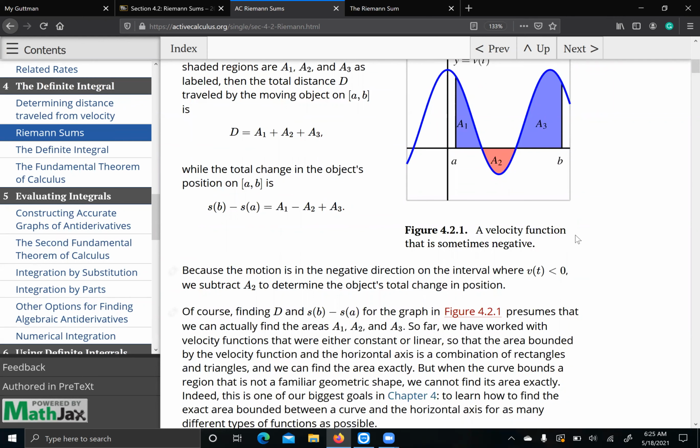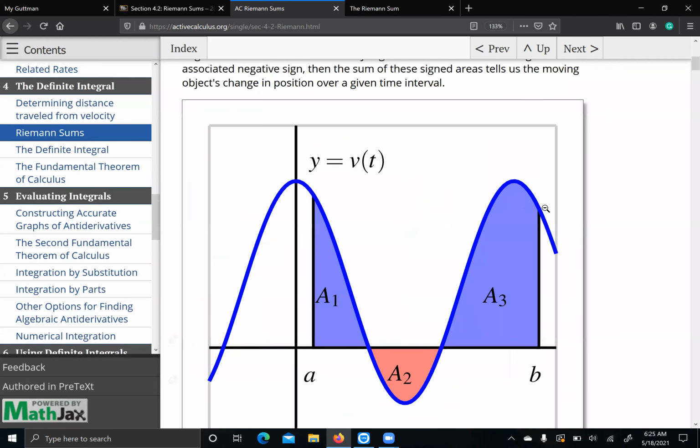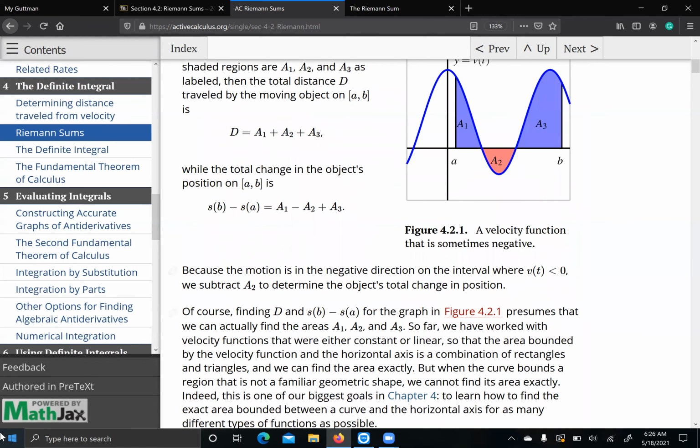So for topics like this, we would like to find the area under the curve. And one more point before moving on. If you have A1 and A2, the area under the curve, and that region is located above the horizontal axis, we take that area as positive, and if the region is located under the horizontal axis, we consider that as negative. Let me show you what I mean.